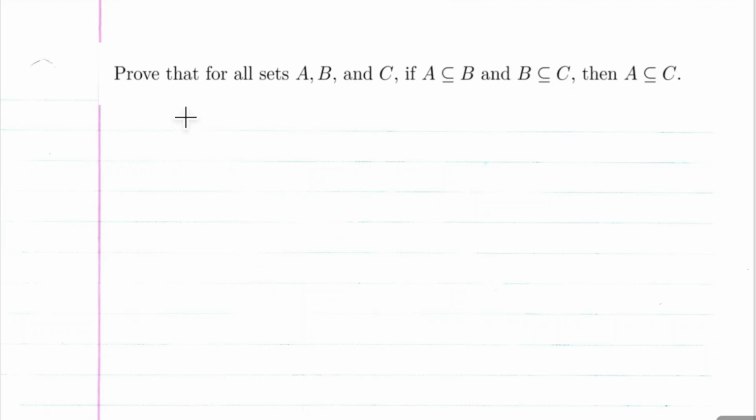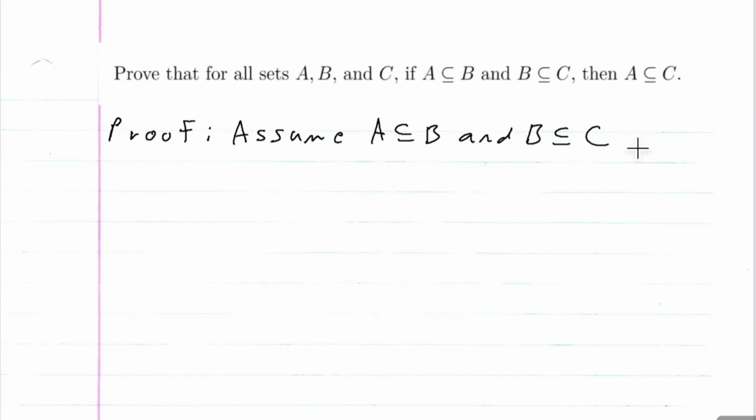Okay, so we're going to prove that for all sets A, B, and C, if A is a subset of B and B is a subset of C, then A must be a subset of C. So let's go ahead and start the proof. So we know we're going to assume A is a subset of B and B is a subset of C.